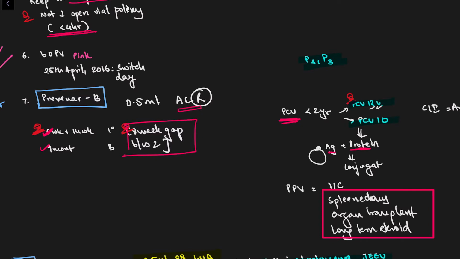Then bivalent OPV contains poliovirus strains 1 and 3, and the switch from trivalent to bivalent was in 2016, and it is a pink colored bottle, right?